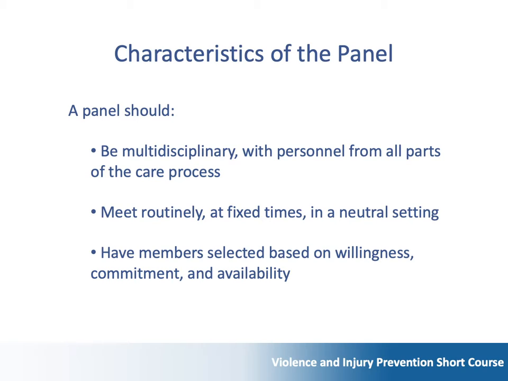This panel should meet routinely at fixed times in a neutral setting, and have members selected based on willingness, commitment, and their availability. If the reviews are part of an ongoing trauma QI process, the panel should meet routinely at fixed times in a neutral setting. Depending on the volume of a hospital or trauma system, the preventable death panel could meet monthly or quarterly. Less often than quarterly is not ideal.